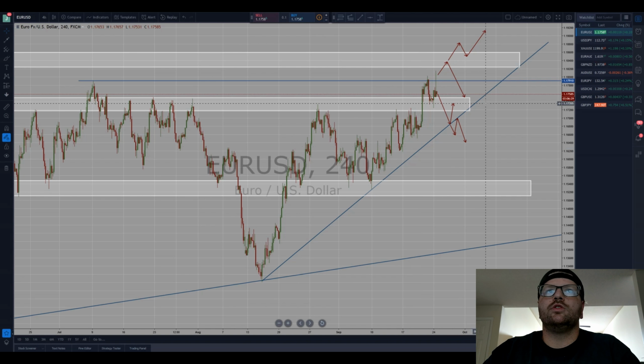Honestly, EU has been trending up. Obviously, we do have the break and the retest of this zone, which is why I was bullish on this, but this large wick to the upside is concerning.